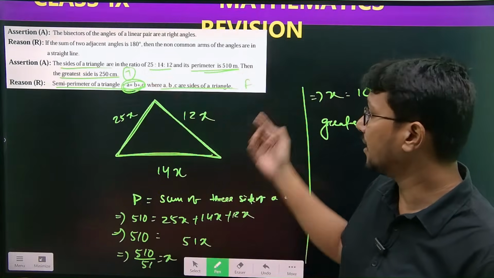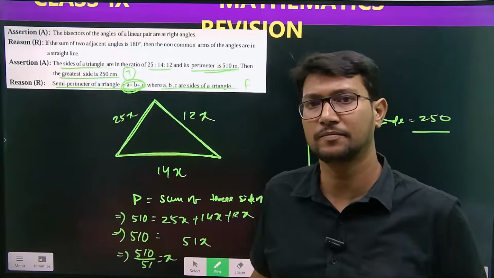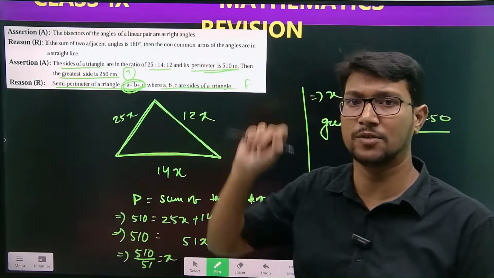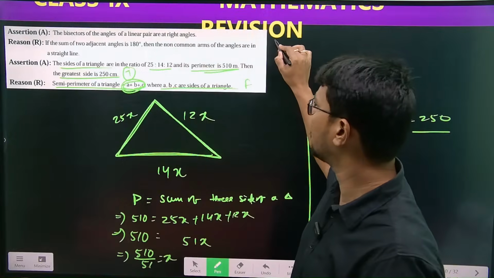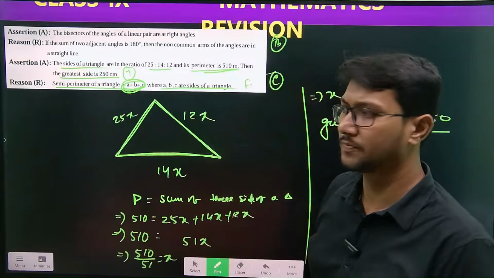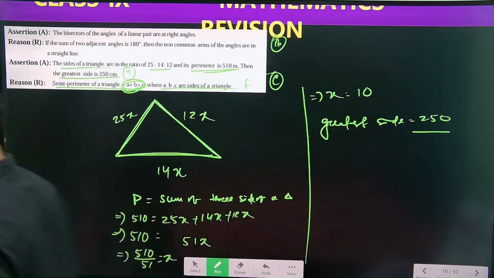A true, R false is which one? Option C. Option C. Okay. Note it down. Write these two questions as well as their answers. You have understood it is B and this is C answer. Clear, everyone? Shall we move to the next question?